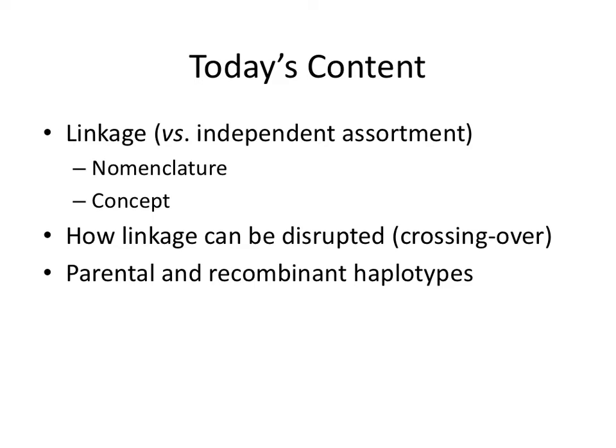So important things that we're going to cover, for building on for our future classes, are going to be nomenclature of linkage, and then also parental and recombinant haplotypes. So those are the key things to be watching out for today as we go through this material. The nomenclature, and then identifying parental and recombinant haplotypes.